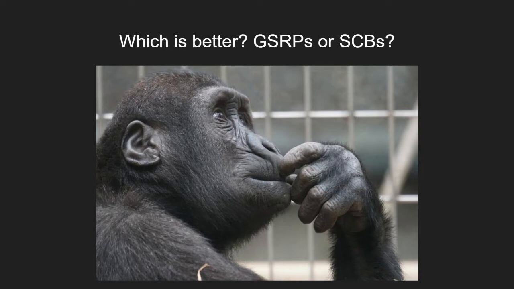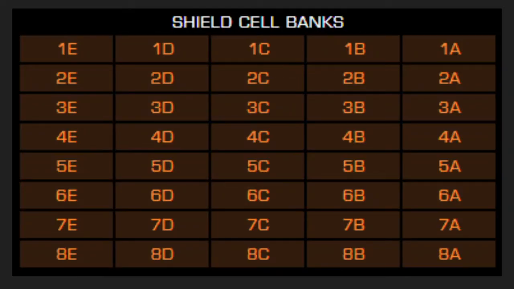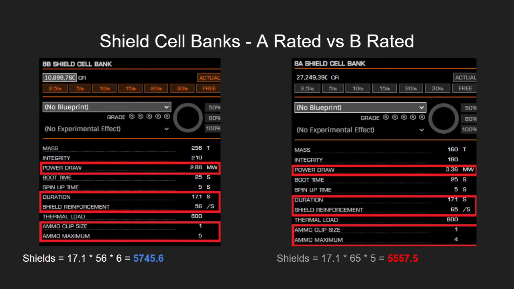Now, we have to ask ourselves, which is better, the GSRPs or the SCBs? Let's look at some numbers. As far as SCBs go, we have some options on how to look at them. I'm only going to be looking at B-rated SCBs. A-rated SCBs give the most shield per charge and pump your shields up faster. However, to do so, they suck up some more power. B-rated SCBs get an extra charge and use less power.